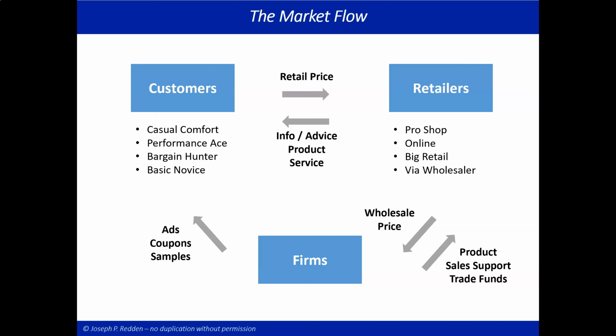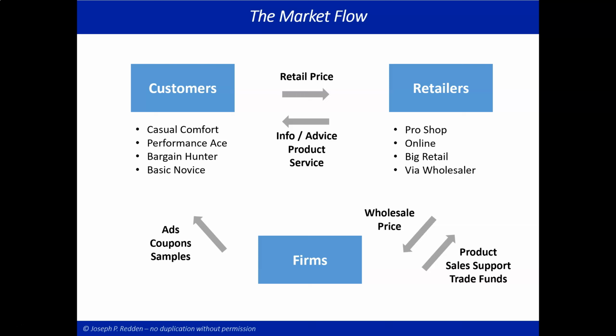There are 4 types of retailers here. There's a pro shop that would often be inside of a tennis club. There's online, which you can buy through the web. There are big retail stores, like large sporting goods stores, of which tennis is one product they may carry. And there's wholesalers that often sell through a lot of smaller stores, and they are a go-between for that.